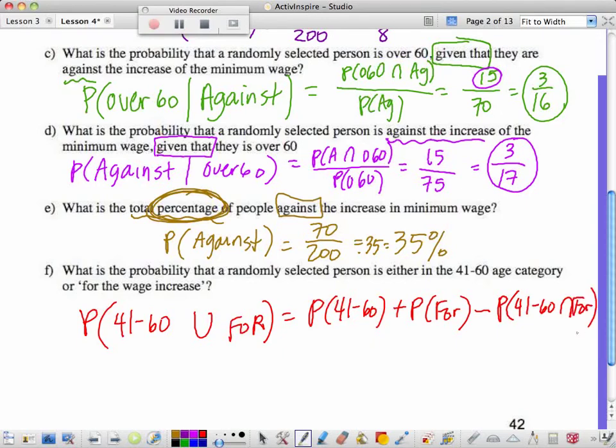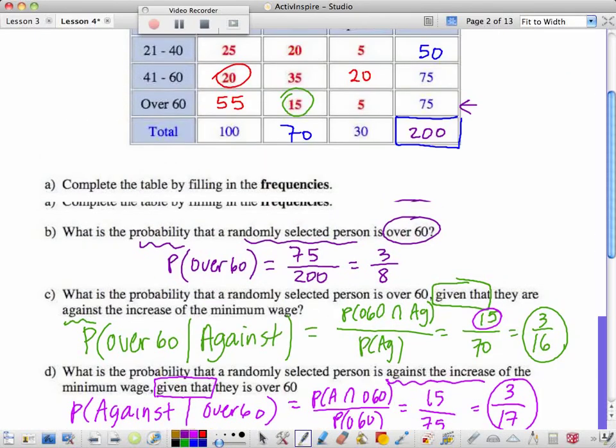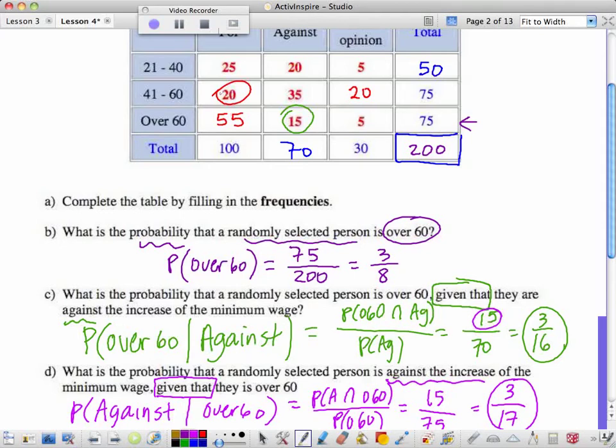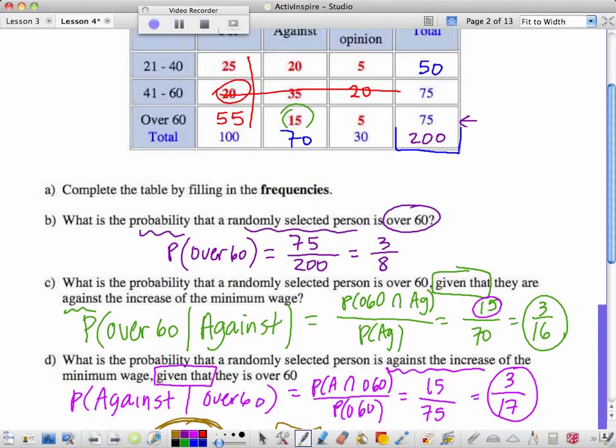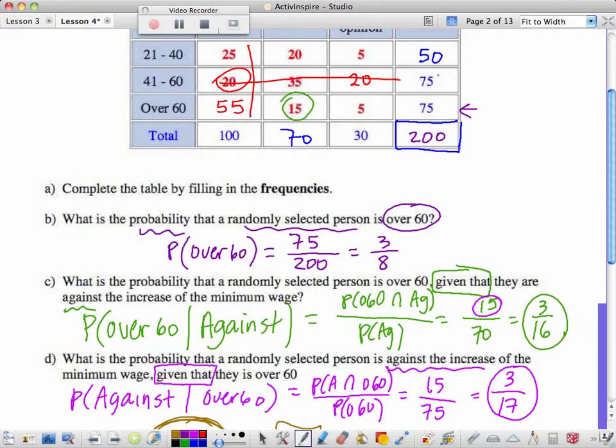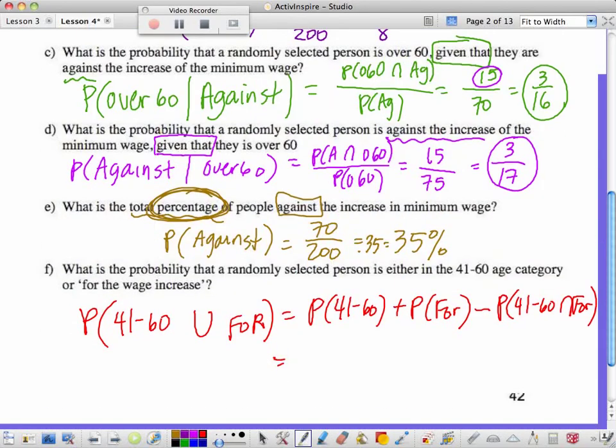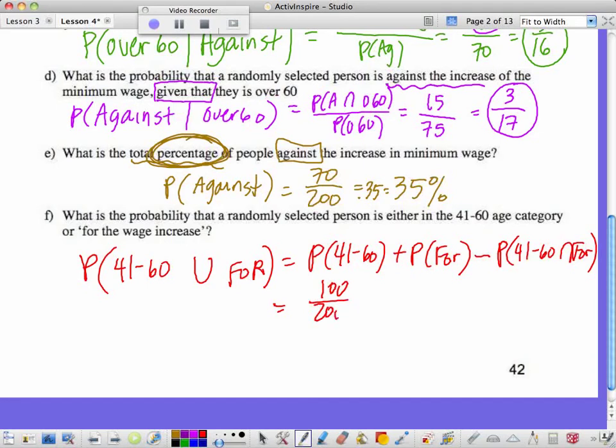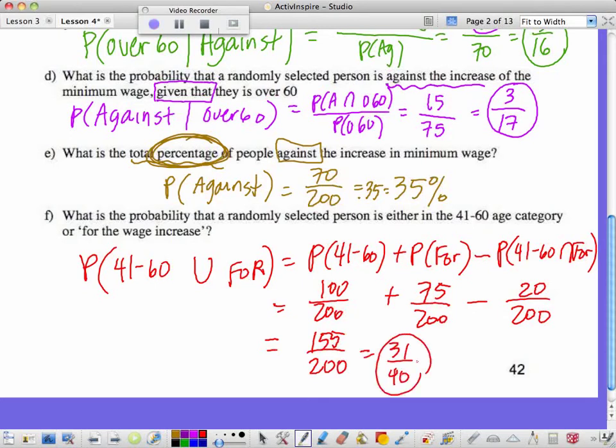Or you could just add the categories together, right? So that would be adding straight down, 25 plus 20 plus 55, adding across, plus 35 plus 20. I wouldn't add this 20 twice, right? But I'm looking at these two things right here. Or we could add straight down and go 100 plus 75 and subtract the 20. So the way I've written it is I would do 100 out of 200 plus 75 out of 200 minus, what was the repeat? It was 20 out of 200. So what do I get all together? I get 155 out of 200, which is 31/40 if I'm reducing.